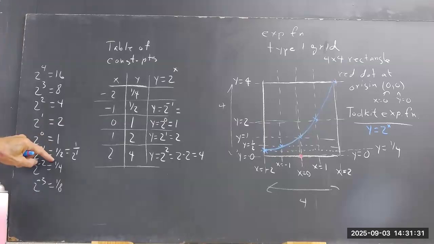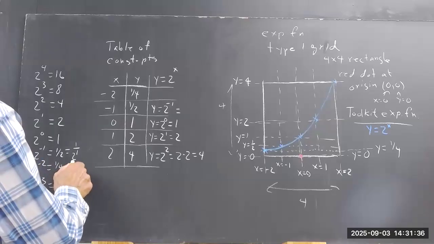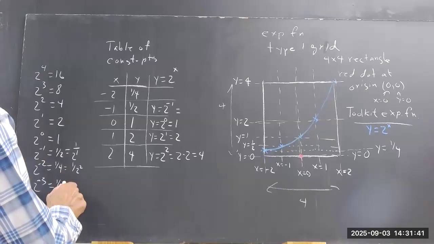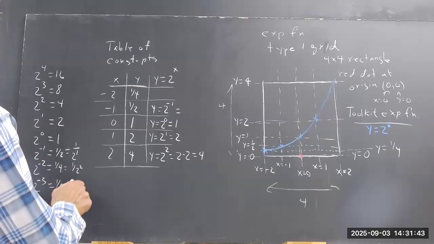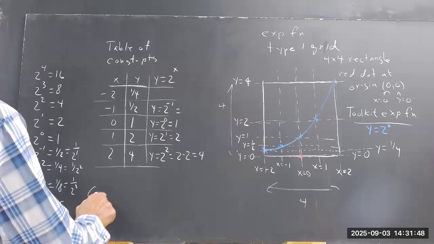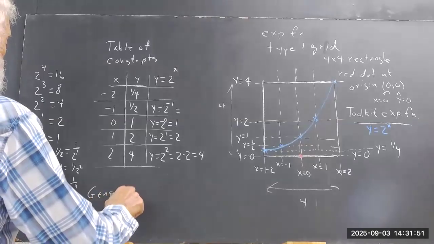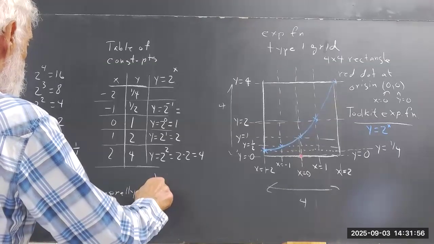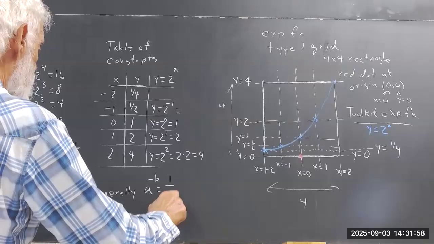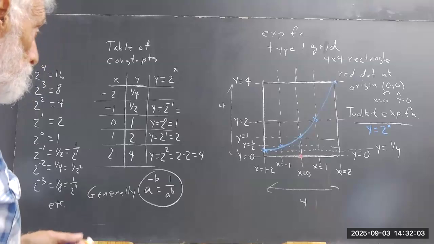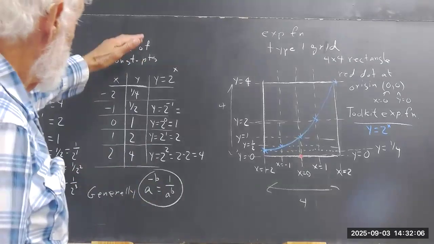2 to the negative 1 is 1/2. Well, that's 1 over 2 to the 1, isn't it? 2 to the negative 2 is 1/4. That's 1 over 2 squared. So 2 to the negative 2 is 1 over 2 squared. 2 to the negative 3 is 1 over 8, which is 1 over 2 cubed. Important rule for exponents. I think we've seen that before, but just in case, I threw it in here.